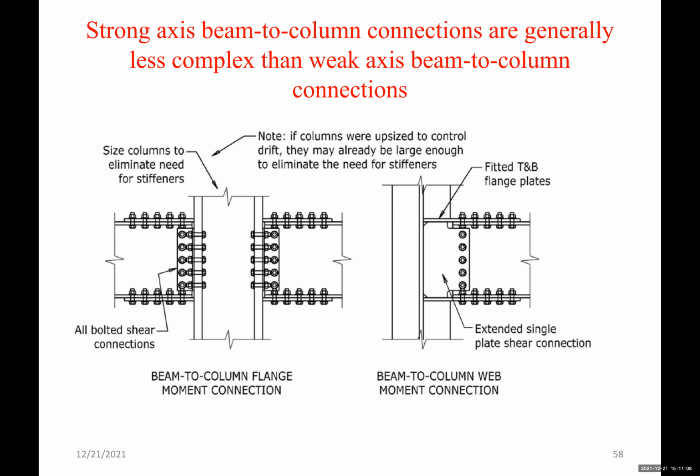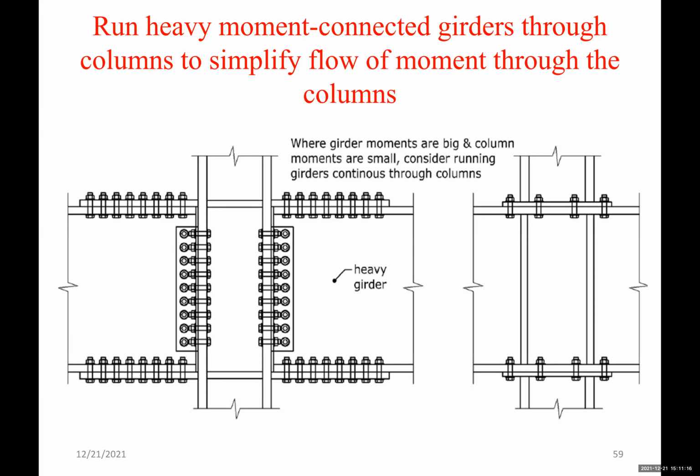And of course, they need to be designed for eccentricity and the additional moment for that as well. Okay, run heavy moment-connected girders through columns to simplify the flow of moment through the columns.